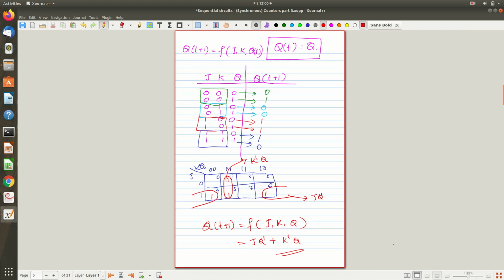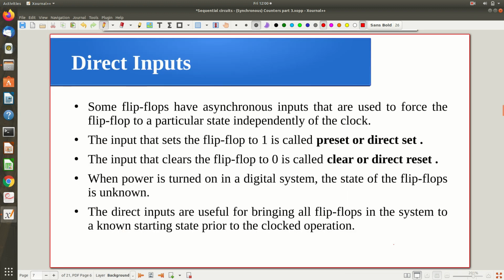SR flip-flop, I request all of you to try like this. You will see what the characteristic equation is. There are different ways also. This is one way of doing it. The characteristic equation is nothing but the same characteristic table I represented using a single equation.